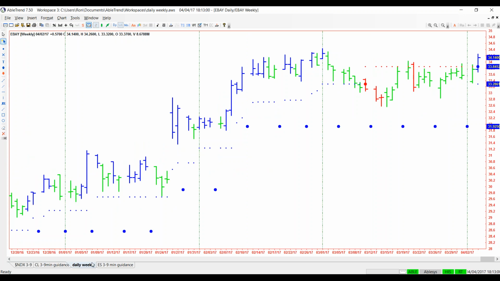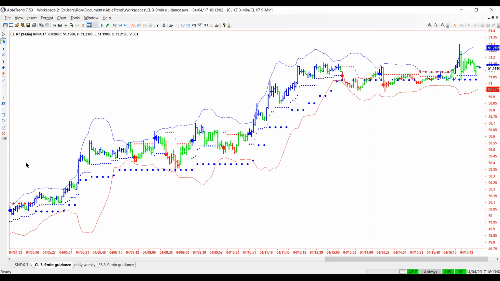Good stuff right there. Nice winning trade back here, and then we got a new buy signal today. Okay, now we're going to move on to the crude oil chart. Got a 3-minute, 9-minute crude oil. This is great for day trading. Earlier this morning we had a buy signal, but again, red dots above, no trade.